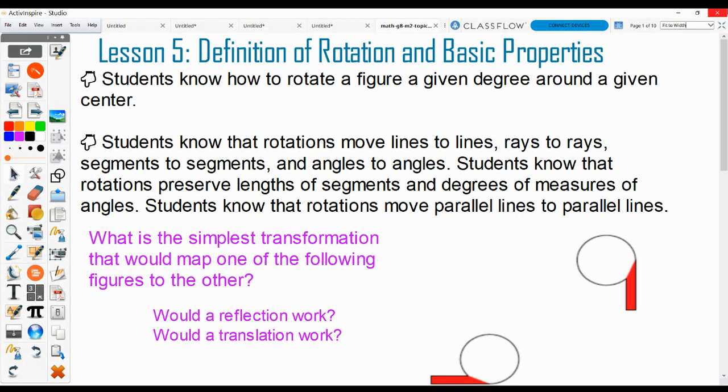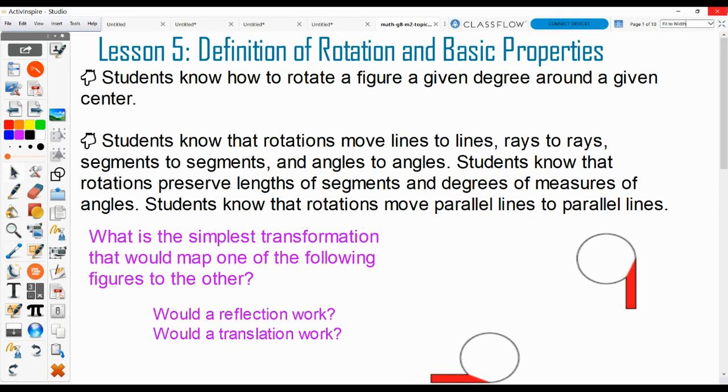All right, 8th graders. Today we're taking a look at Lesson 5, Definition of Rotation and Basic Properties. Our target for today is that you will know how to rotate a figure a given degrees around a given center. You will also know that rotations move lines to lines, rays to rays, segments to segments, and angles to angles. You'll know that rotations preserve lengths of segments and degrees of measures of angles. You will also know that rotations move parallel lines to parallel lines.